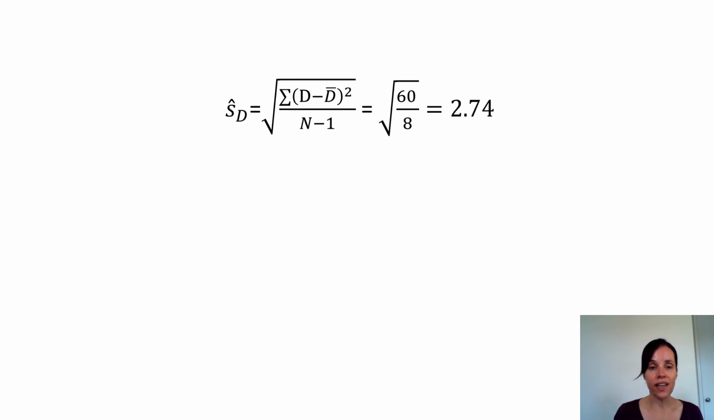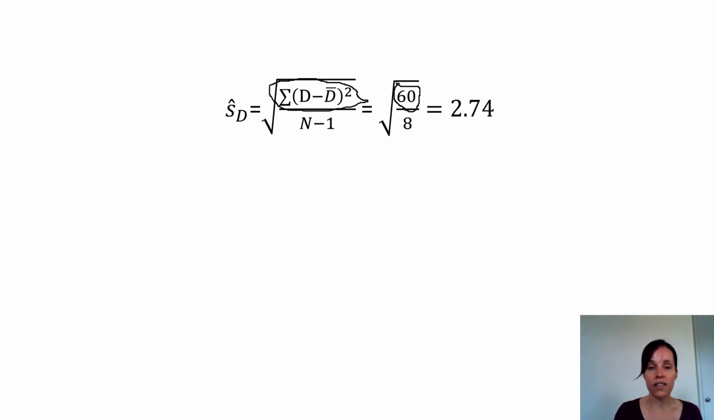Okay, so now we can calculate S hat sub D, the standard deviation of the difference scores. I'm using the deviation score formula, or the definitional formula. In order to use this formula, I need the sum of the squared deviations in the numerator. So that's the 60 that we calculated on the previous slide. In this example, the sum of the squared deviations is 60.